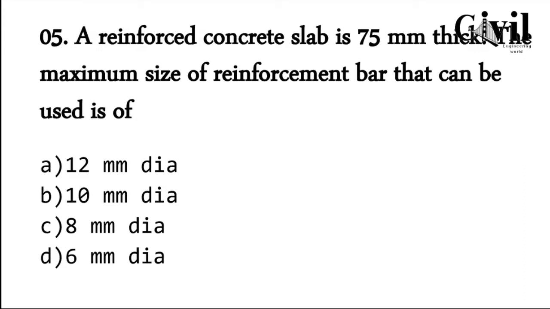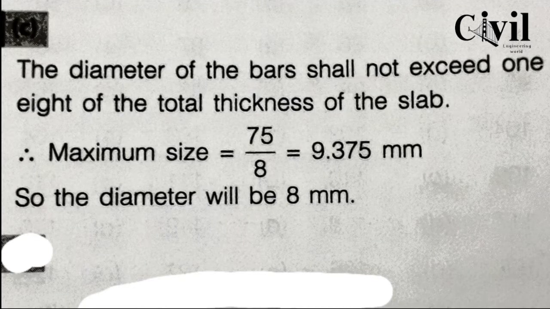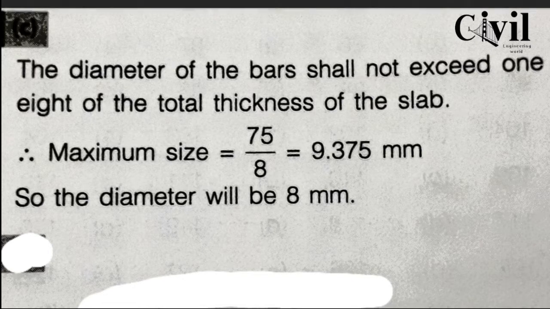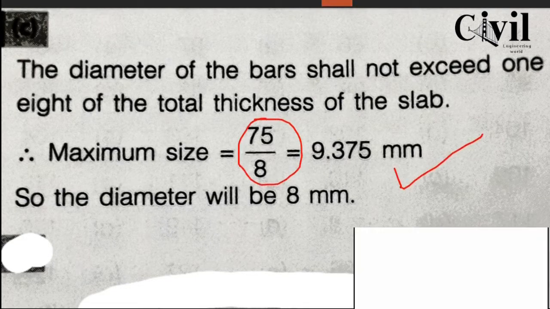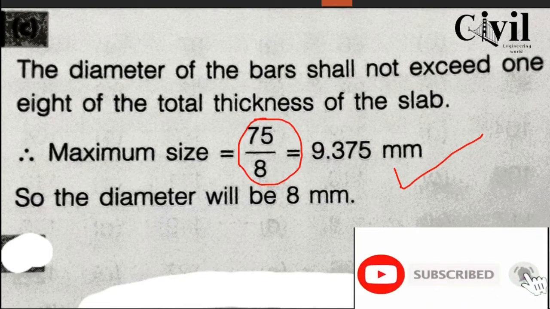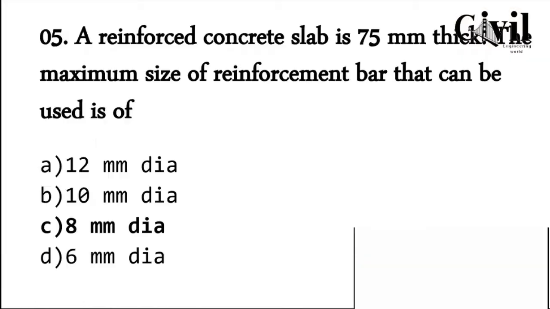Next is the reinforced concrete slab is 75 mm thick and the maximum size of reinforcement bar that can be used is off. So for this purpose we have to go for a table that we have. Here the diameter of bars shall not exceed 1/8 of the total thickness. So we have the thickness of slab is 75 mm, so 75 divided by 8 is 9.37 mm. So the answer will be approximately 8 mm. So the correct answer is 8 mm diameter.